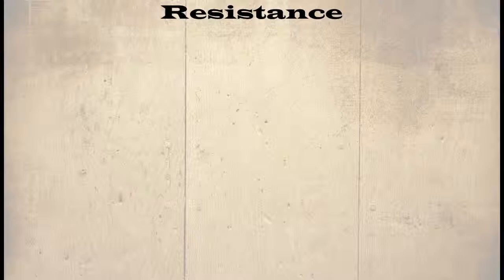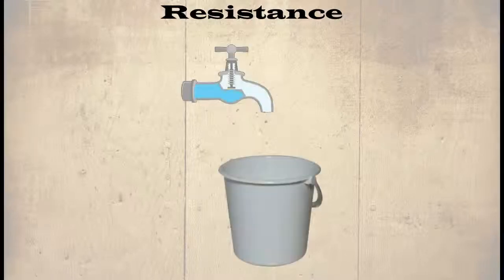The next measurement we shall be looking at is resistance. Resistance in an electrical circuit resists the flow of current and therefore can affect the voltage. Let's take a water analogy, a tap and a bucket. The resistance of the flow of water depends on the tap.